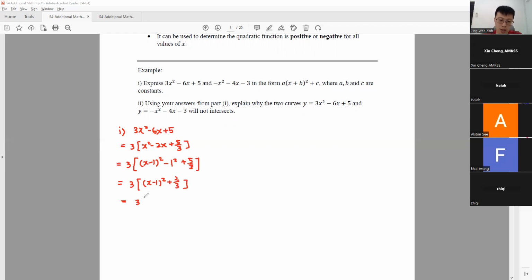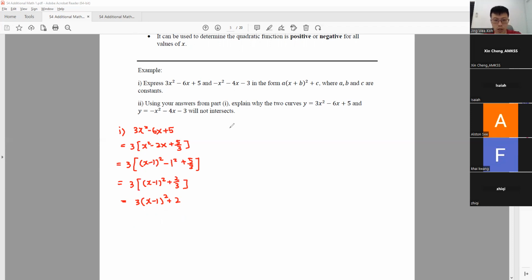Now we expand it in, and we get this. If you want to check whether you are correct, just do a quick expansion. Expand this: x squared minus 2x plus 1. Then you times 3, it becomes 3x squared minus 6x plus 3. Then you have this plus 2. Can you see that the outcome is the same? This means you have done your completing the square correctly. So this one is done.